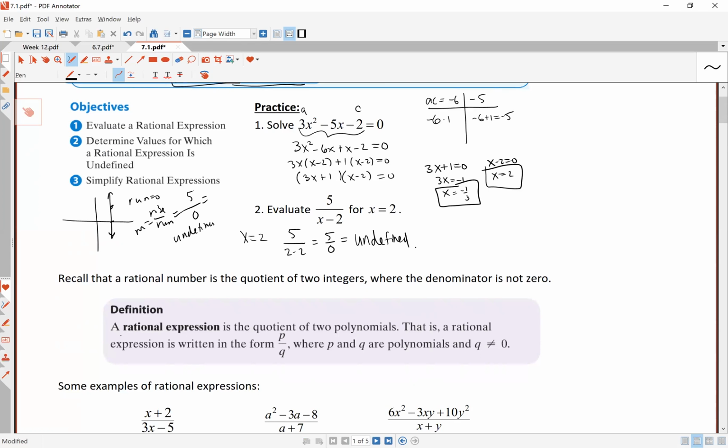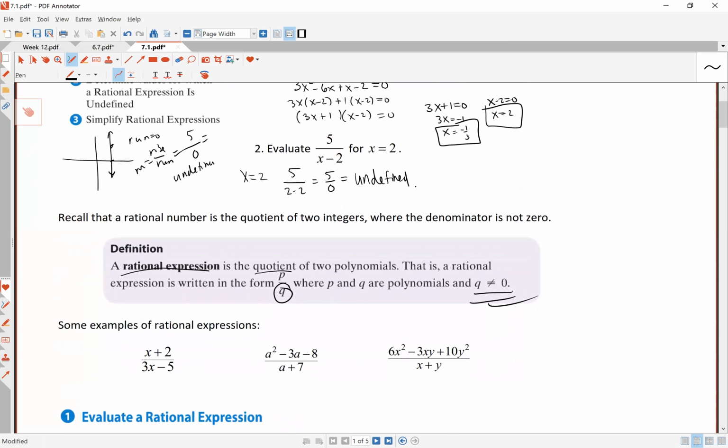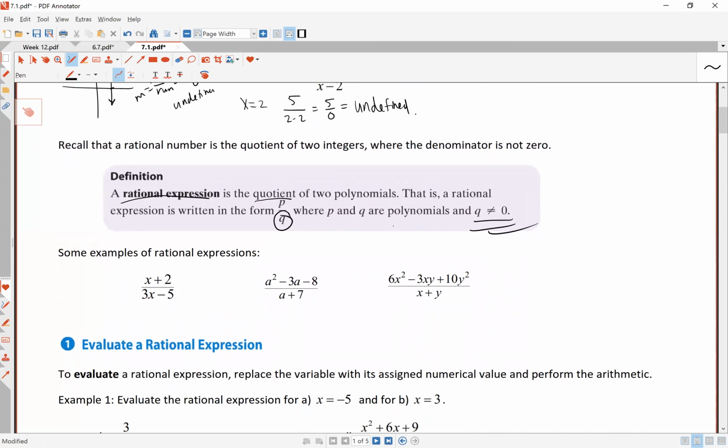When we have a rational expression and you have a denominator where the denominator is q, we want to make sure that we don't divide by 0. So we say the rational expression is a quotient or division of 2 polynomials. That is, we write it in the form p over q, but we want to make sure that p and q are polynomials and q is not equal to 0. So when we see things like x plus 2 over 3x minus 5, it's a rational expression. The fact that there's an x in the denominator tells us that we wouldn't want to have 5/3 for x because that'll make us get 0.